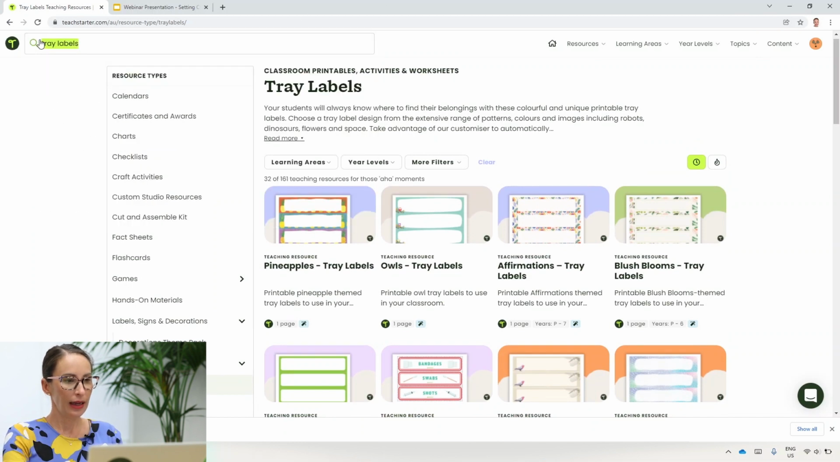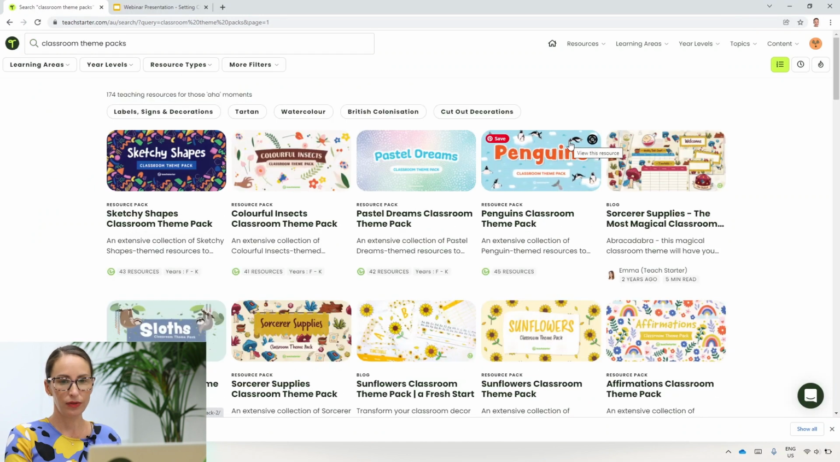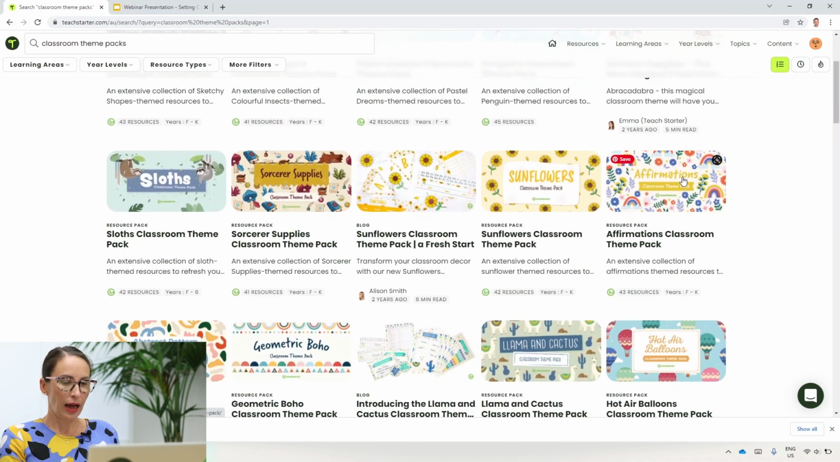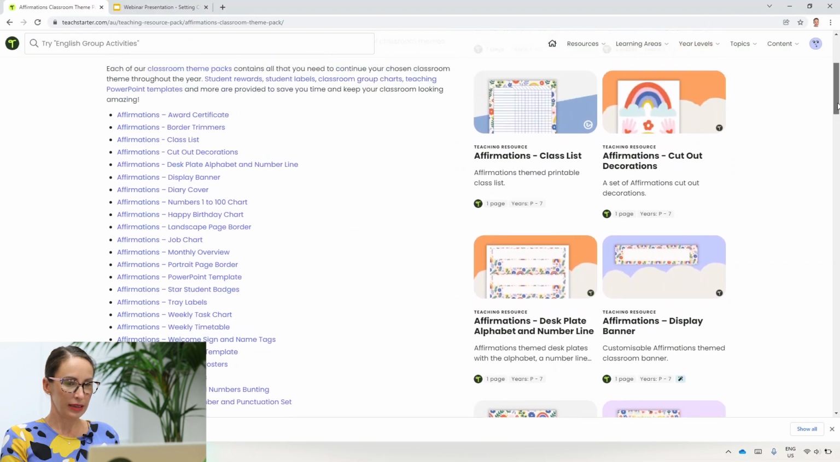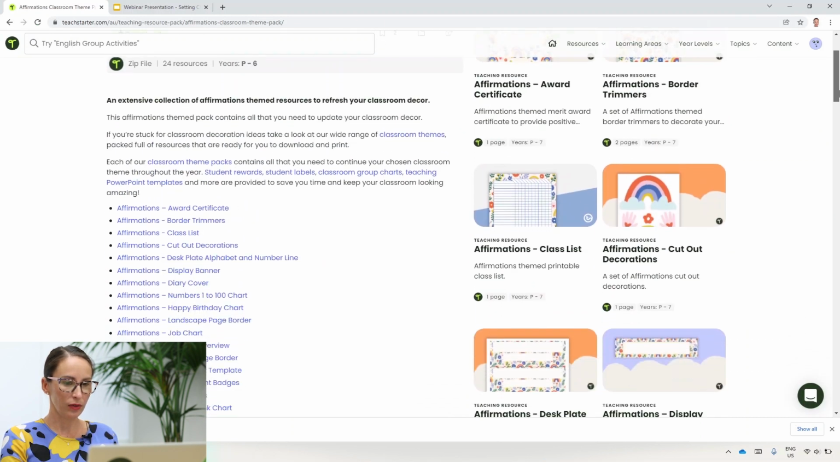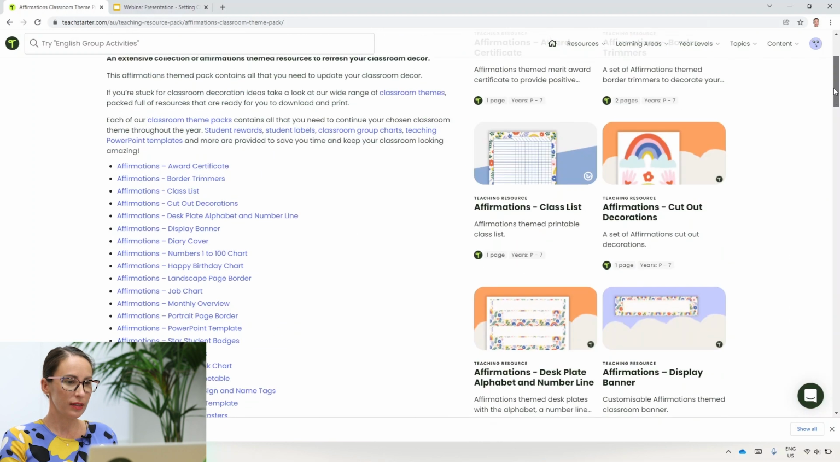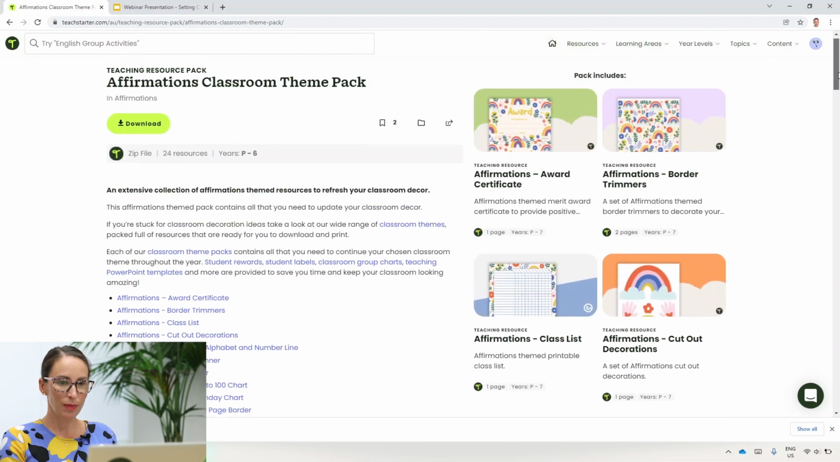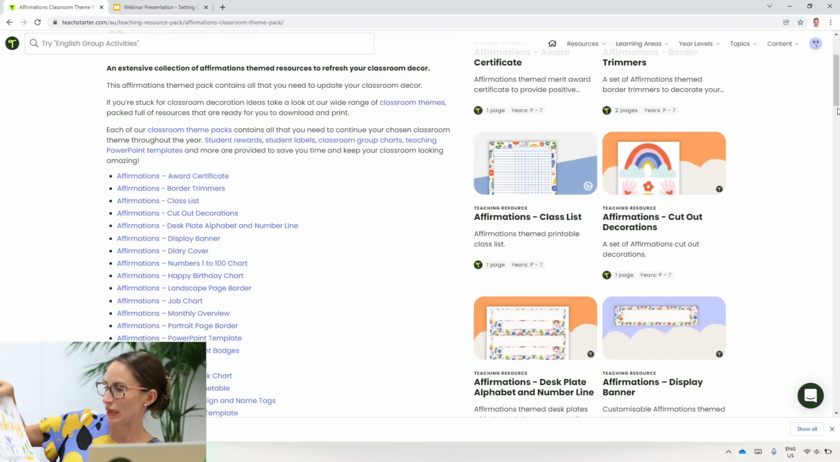And finally, our classroom theme packs. You can see all of the different themes and topics we have there for classroom theme packs. If you then click on one of them, you'll have the list of things that is available in this classroom theme pack. So you can go through and just pick the ones that you might like to use in your classroom. This is the gorgeous affirmations poster classroom theme pack, which would go beautifully with this banner that we've created. Today is a day for growth.